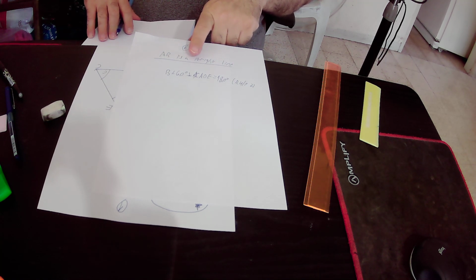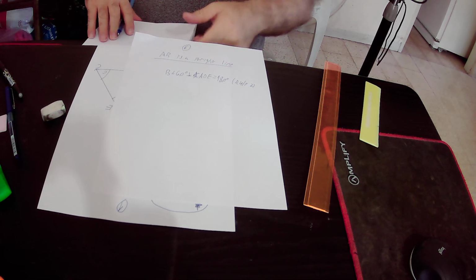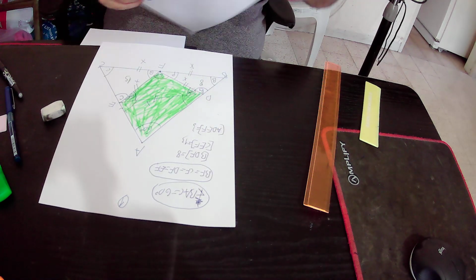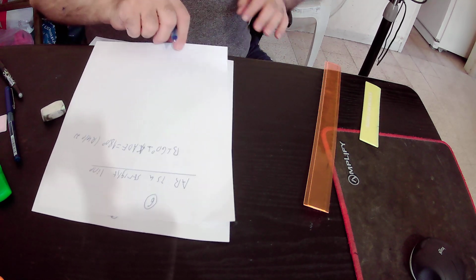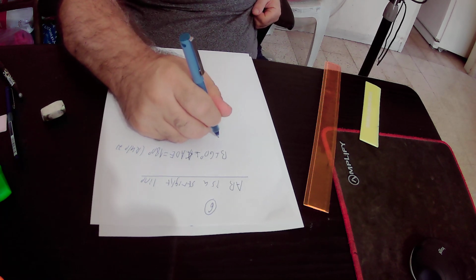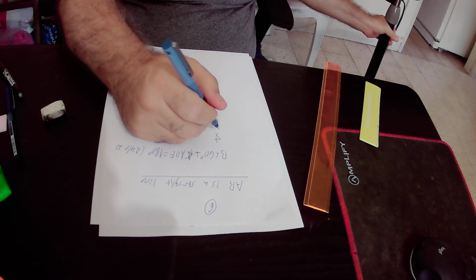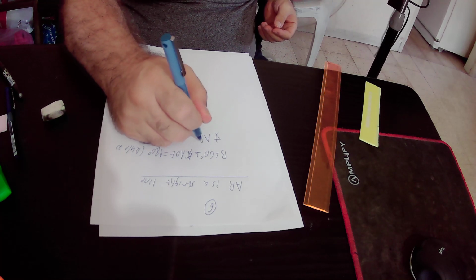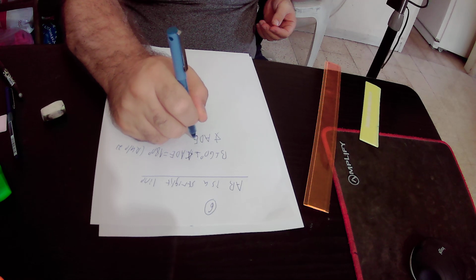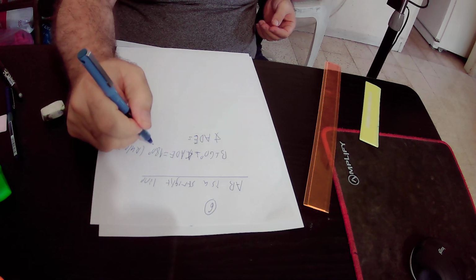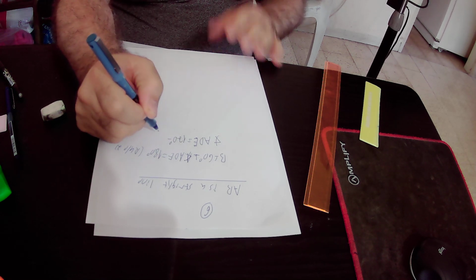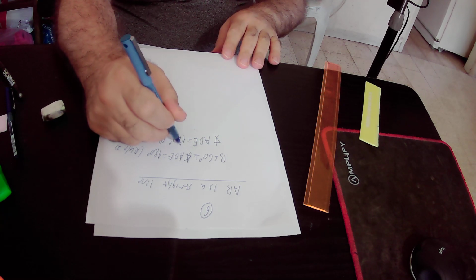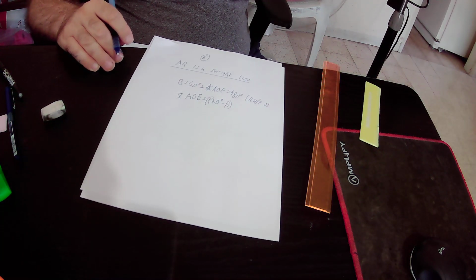Here we will subtract 60 degrees and B from this equality, and we will get that angle ADE equals 180 degrees minus 60 degrees, which is 120 degrees, minus B. Okay, we found out that angle ADE equals 120 degrees minus B.